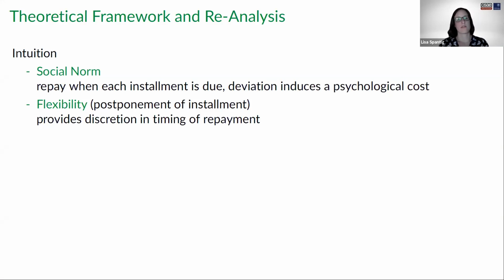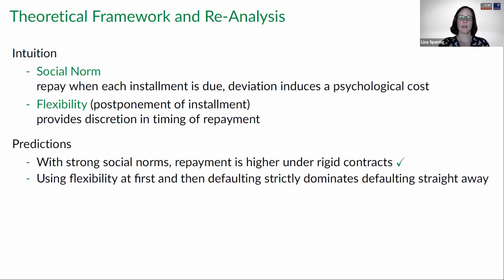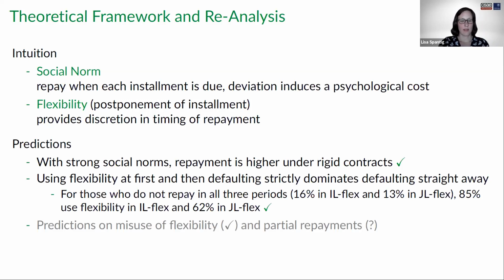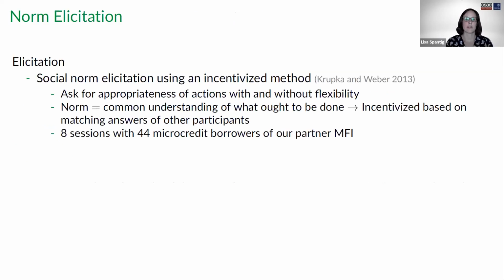So just a very brief intuition of this framework. The norm prescribes that you need to repay every installment when it's due. And if you don't do so, then you incur a psychological cost. Flexibility, as in our experiment, provides the possibility to defer an installment, so it provides discretion in the timing of repayment. Putting these two together means that it's less clear how the norm is applicable when facing flexibility. So we do have predictions. We do see quite a bit of this in the data, but let me jump to the norm elicitation, pointing you towards our working paper, which is up for all the details.